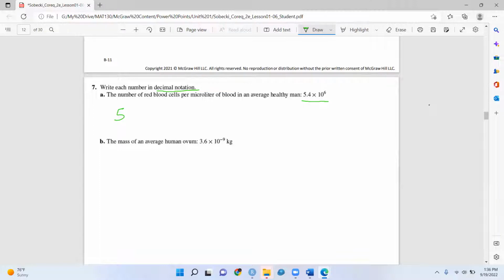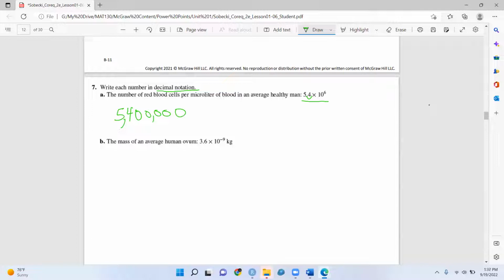So we do this, this counts as 1. And then we have 5 more zeros to add. 1, 2, 3, 4, 5. So here's our number, 5,400,000. That's the number of red blood cells per microliter of blood in an average healthy man.